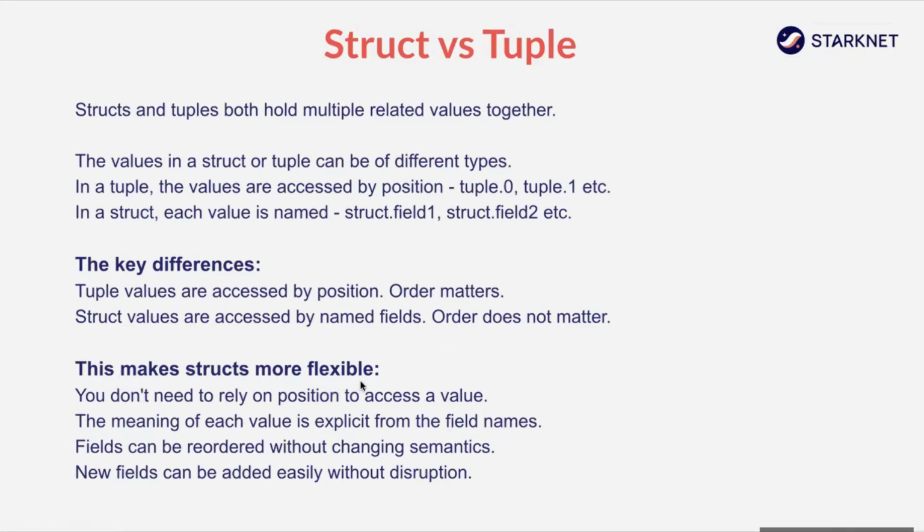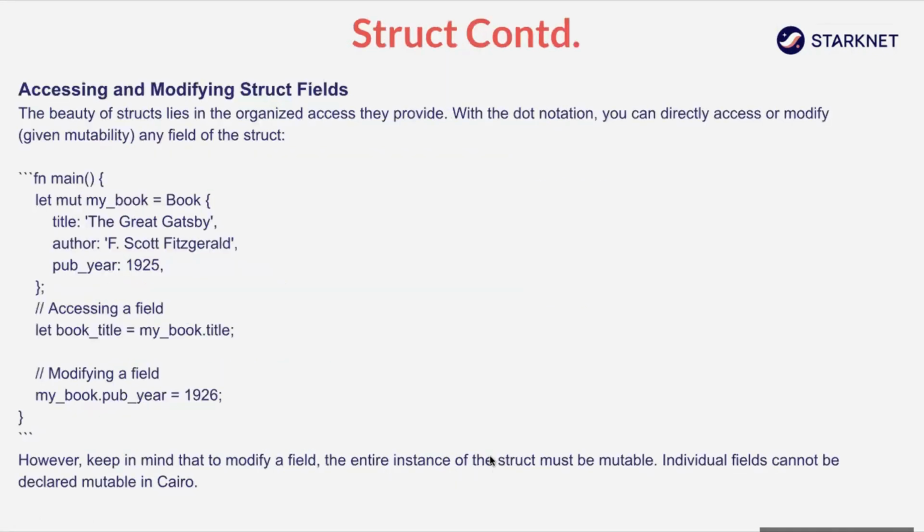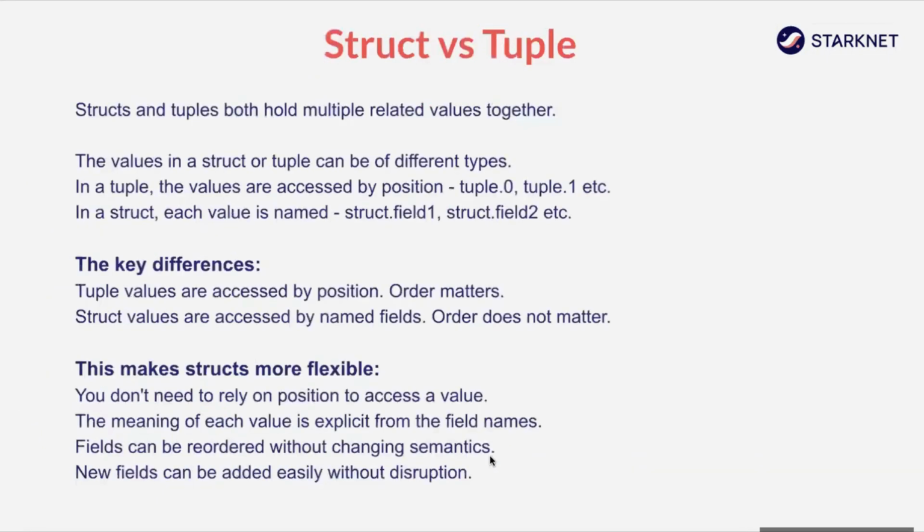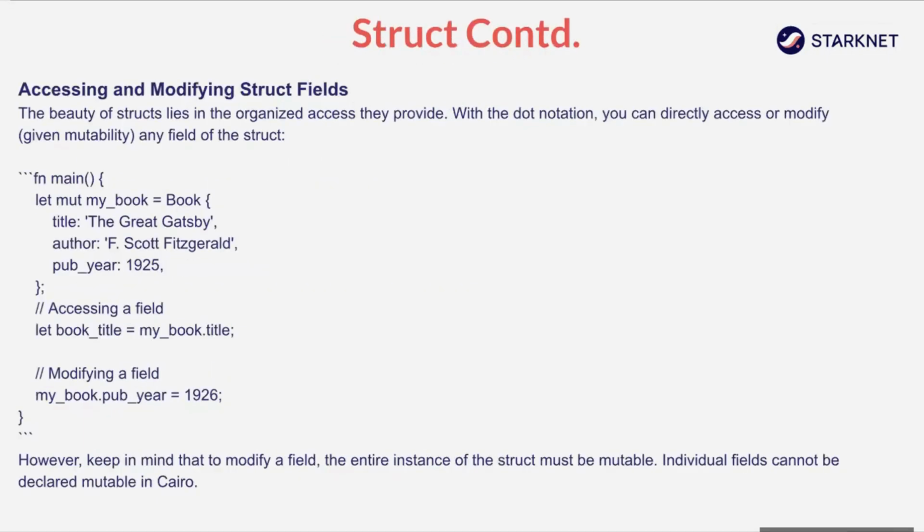So this makes structs more flexible. You don't need to rely on position to access a value. The meaning of each value is explicit from the field names. Fields can be reordered without changing semantics. So this is just like the difference between struct and tuple.